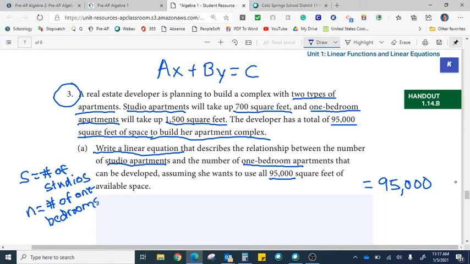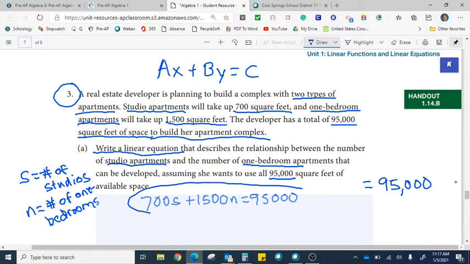Okay, so square footage for the studios are 700, so we're going to say 700 times the number of studios, which is S, plus 1,500 times the number of one bedrooms, which is N. And that has to equal 95,000. Okay, so there it is. It asks for the linear equation. So this is a linear equation.